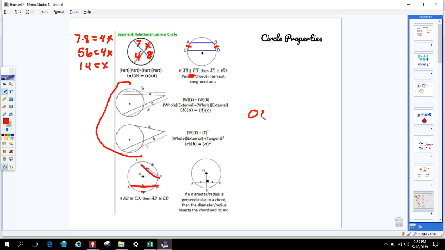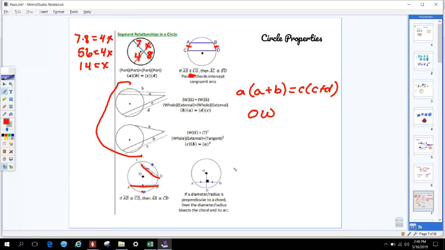This is my Sleeping Beauty problem where I call it OW, which is the outside times the whole equals the outside times the whole. You might have seen the formula look like this: A times A plus B equals C times C plus D. So if your teacher had you do Delta Math, that's the formula that Delta Math taught you. I taught my students OW, which is outside times whole equals outside times whole.